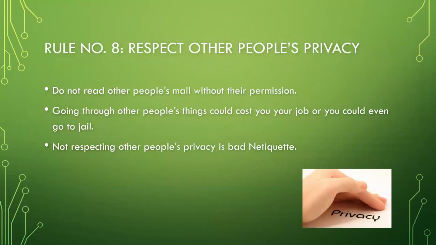Respect others' privacy. Don't read other people's email without their permission. Going through other people's things could cost you your job. It can even send you to jail. Just like it's a federal law not to intervene in your postal mail, you are not to intervene in others' emails. This includes walking by someone and reading what's on their screen. So don't think it just has to do with hackers and intercepting messages. It can be just as easy as walking past someone and looking at their screen and reading it.